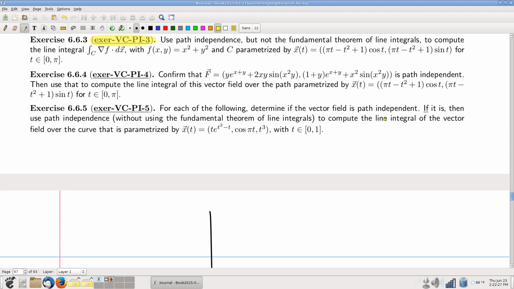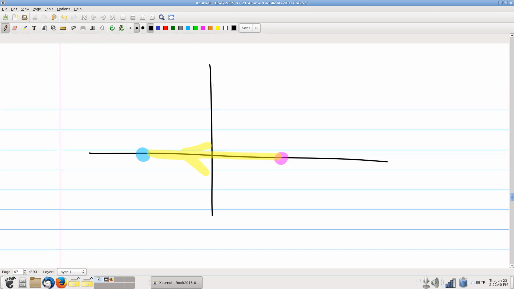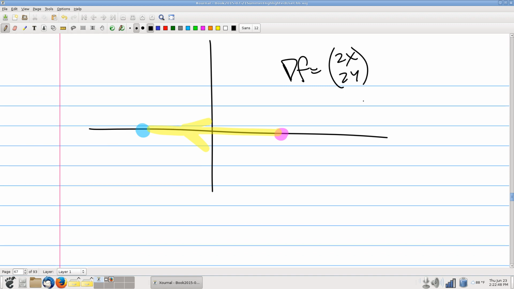All right, and we're computing a line integral of the gradient. Well, let's see here. By the way, you'll notice that the gradient of this function is easy to write down. It's 2x comma 2y. Right? All right. And then let's see here. Let's parameterize this curve. This curve starts at 1, 0 and ends at -1, 0.